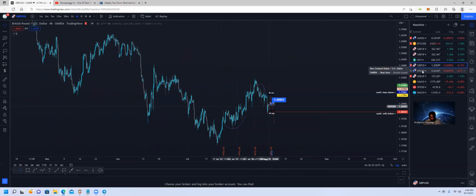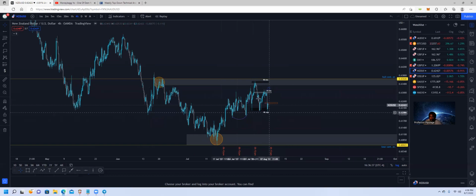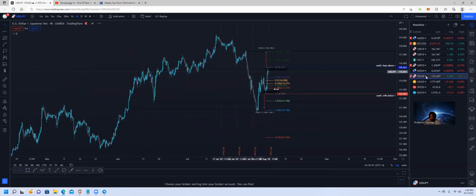Potentially some JPY weakness. I don't think the GBP is strong simply because at this point, if it was, GU would be potentially going bullish as well as GJ would be going bullish. When you click over to NZUSD, it's starting to look like it wants to build bear structure. So potentially overall USD strength. USD JPY is going bullish.